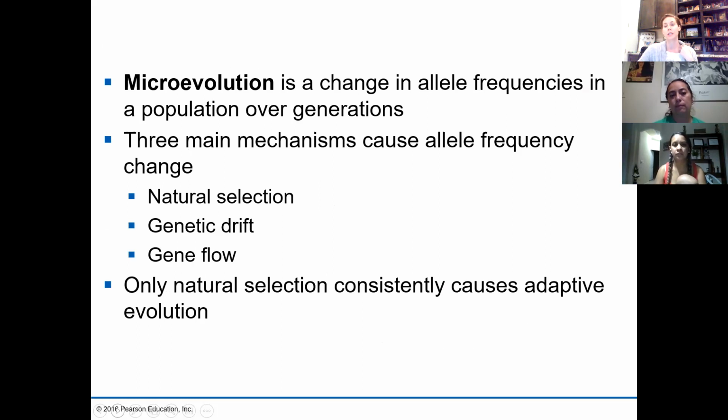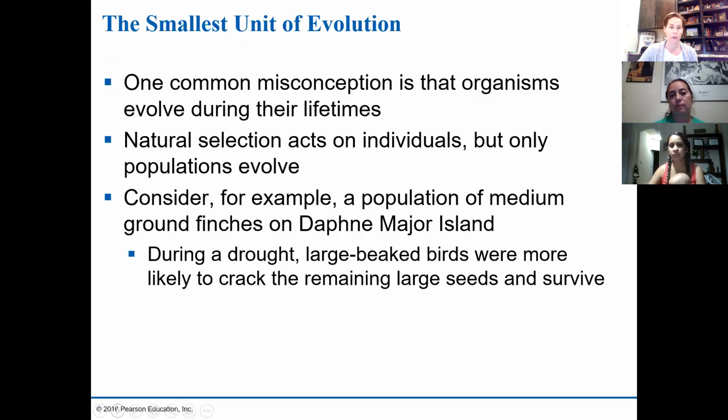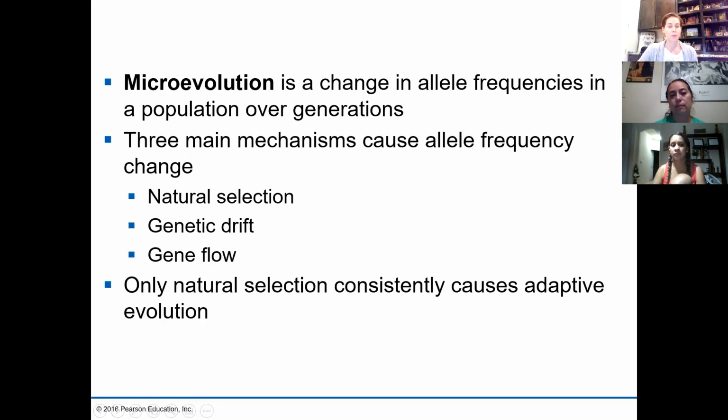So microevolution is a change in allele frequency in populations over generations. Hold on, am I on the right chapter? We did 21 and we did 20. So microevolution is a change in allele frequency in a population over generations, and this can happen 3 ways: natural selection, genetic drift, and gene flow. I think we're going to look at this a little bit more, but alleles are like individual genes. You either have a dominant allele or a recessive allele, right?